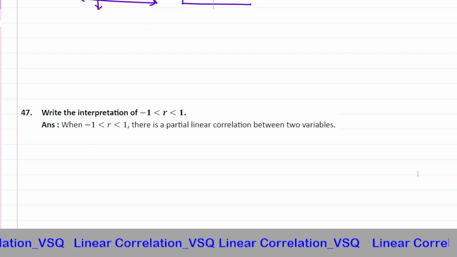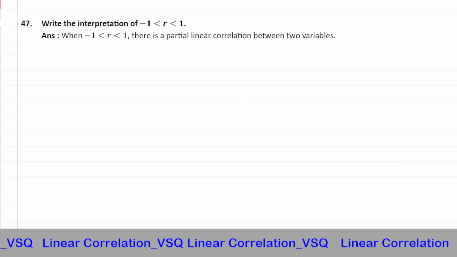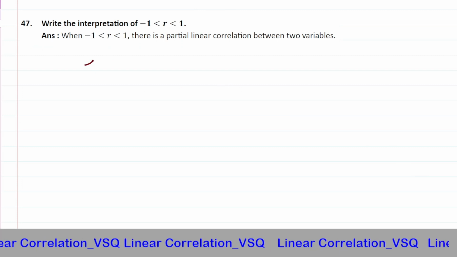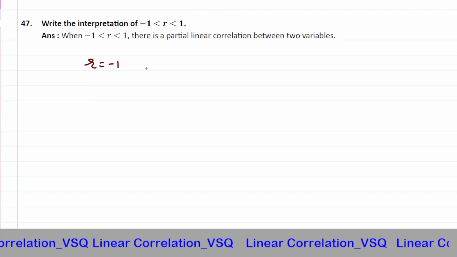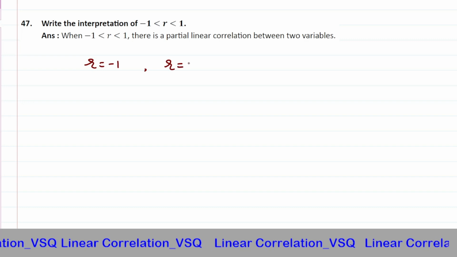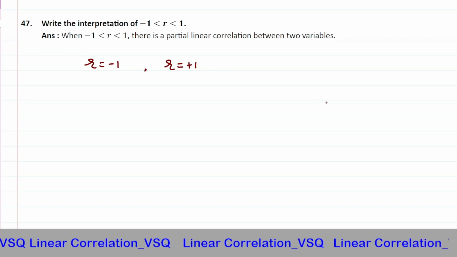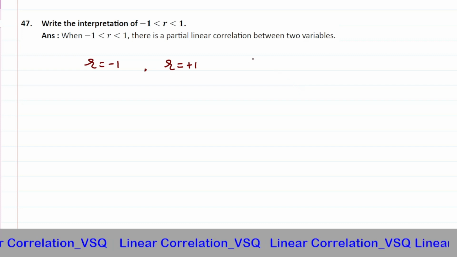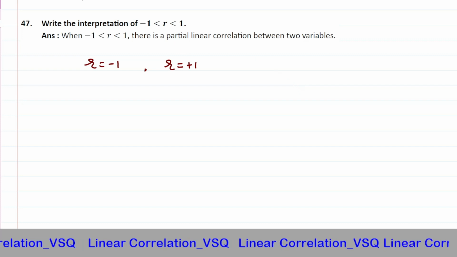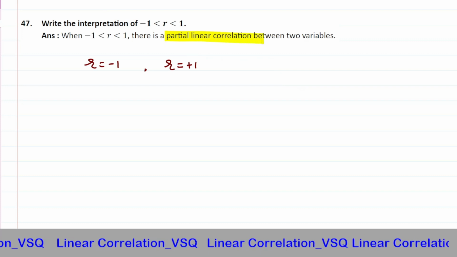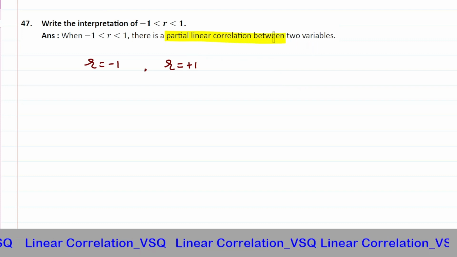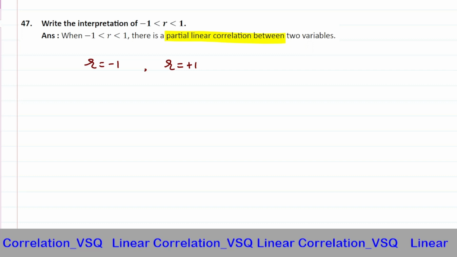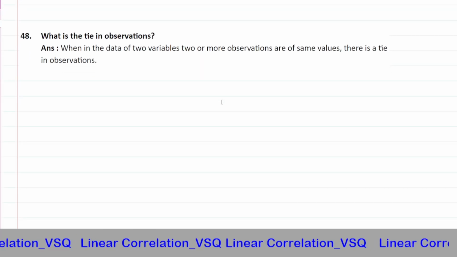Okay, now question number 47. Write the interpretation of -1 < r < 1. See, if r equal to -1, it is perfect negative correlation. If r equal to +1, it is perfect positive correlation. But here r is between -1 and +1, then there is partial linear correlation between two variables. If it is minus, then partial negative, and if r is positive, then partial positive correlation between two variables.